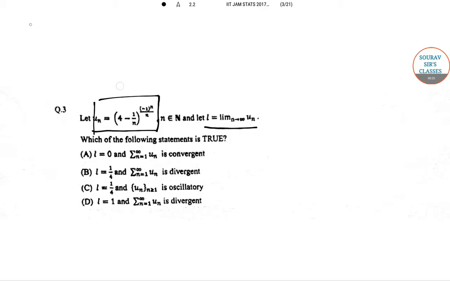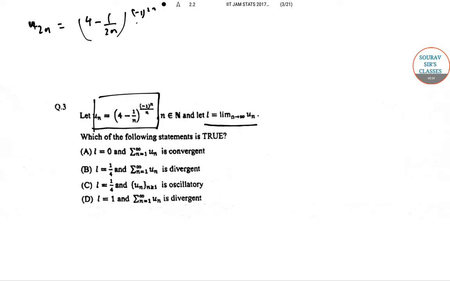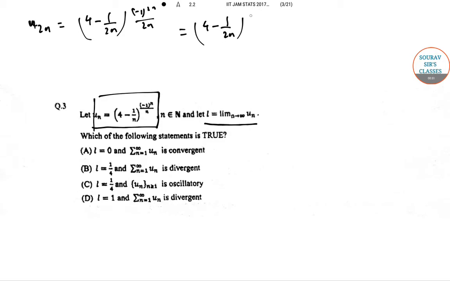Now looking at un, we can write u2n is equal to (4 minus 1 by 2n) to the power of (minus 1)^2n by 2n. Now since 2n is even, minus 1 to the power even number is 1. So this becomes (4 minus 1 by 2n) to the power 1 by 2n.